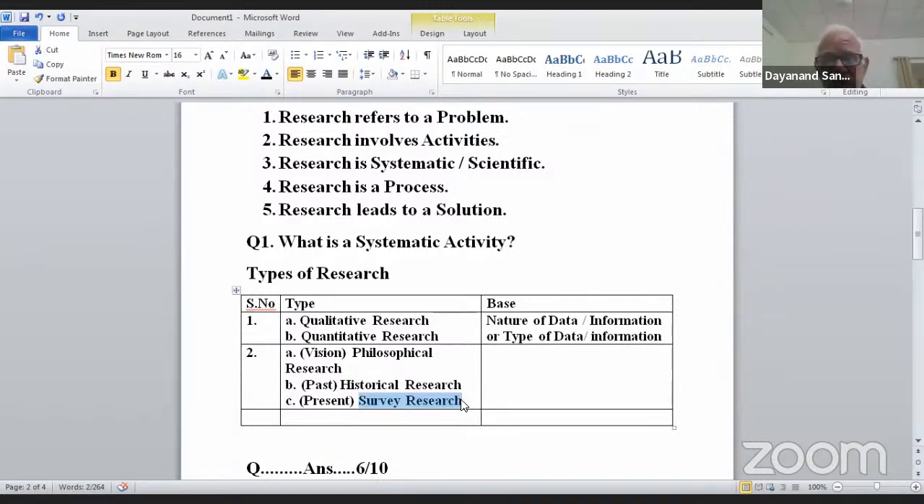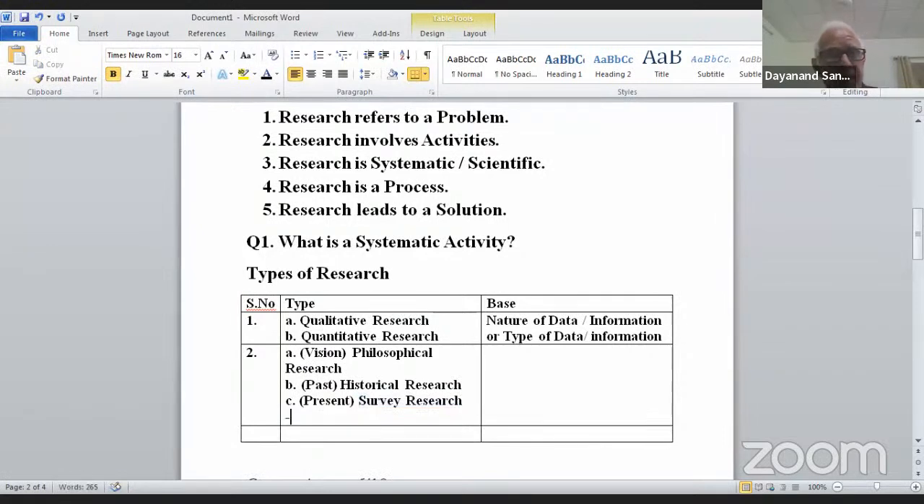And survey research is of different types. The ONGC people, Oil and Natural Gas Commission, keep on doing surveys in order to find out whether oil is available, whether other minerals are available or not. The geology people do a lot of surveys. So that is called exploratory survey research.